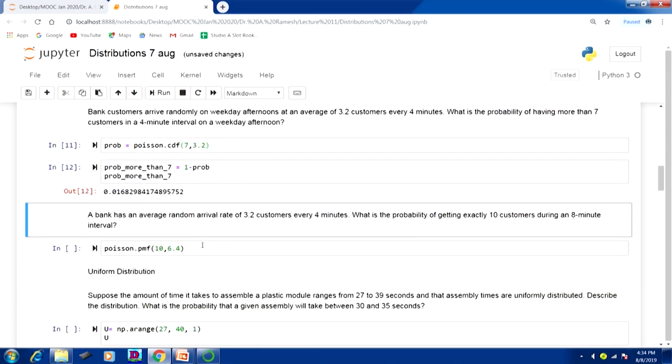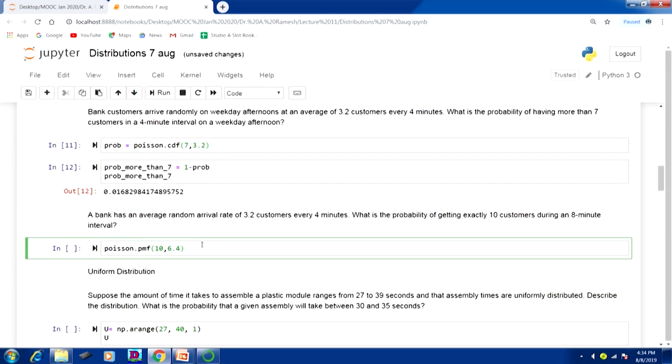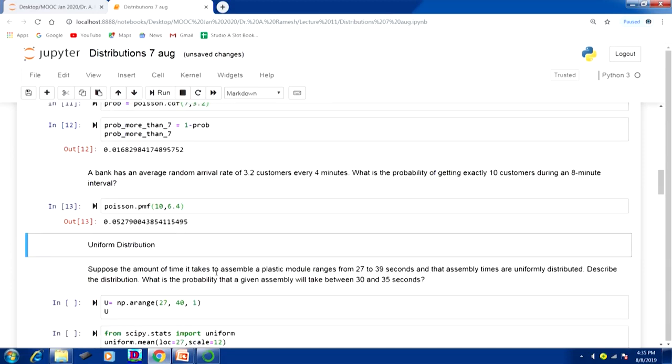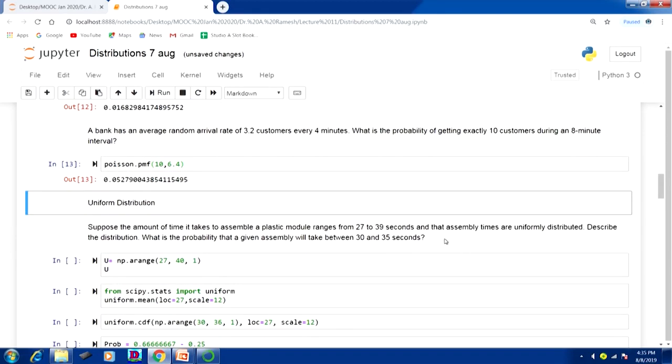We will see another problem on Poisson. A bank has an average random arrival rate of 3.2 customers every 4 minutes. What is the probability of getting exactly 10 customers during an 8-minute interval? Now, you should be very careful here. The unit of x and the unit of lambda are different, because one is 4 minutes and the other is 8 minutes. So, you have to convert into the same units. Multiply 3.2 by 2, and you get 6.4. So, lambda is 6.4 and x equal to 10. poisson.pmf(10, 6.4) will give you the answer 0.0527. We will go to the uniform distribution next.